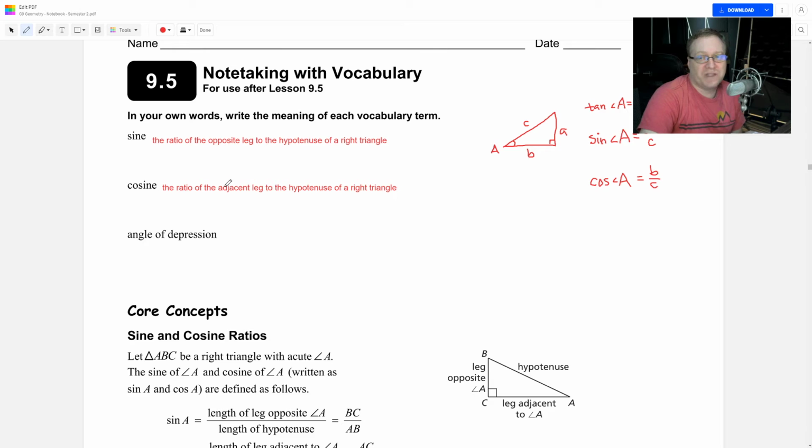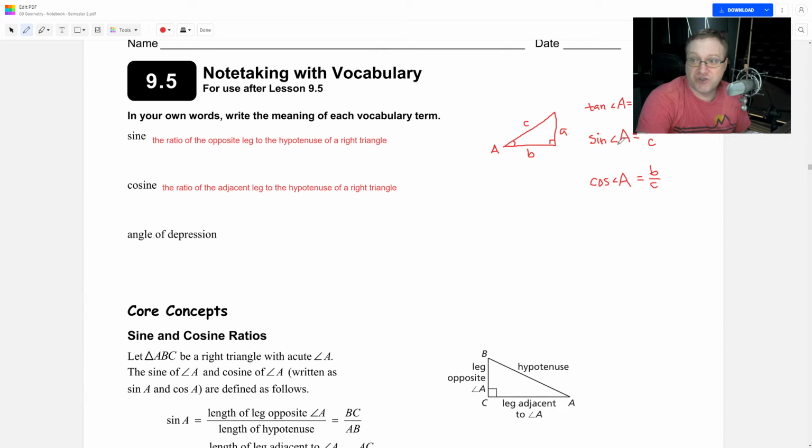So the ratio of the adjacent leg, which is B, it's next to A, right? Here's A. So little a is the opposite side, and little b is the adjacent leg, right? It's right next to it. Okay. So you need to know sine, cosine, tangent.